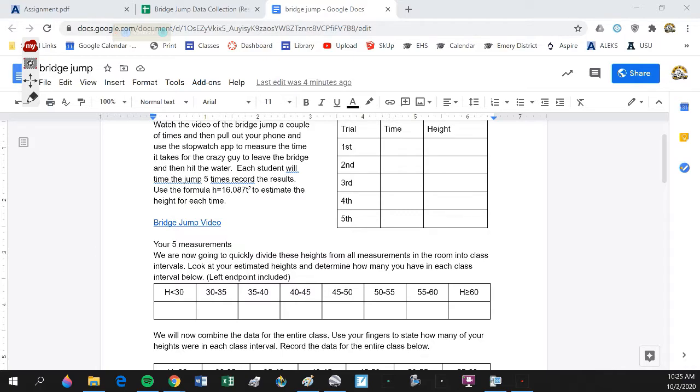So go ahead, pause this video, click on the bridge jump video link, and watch the video several times, and then create 5 times, and then come back.